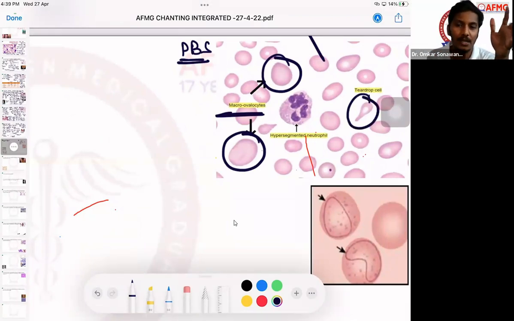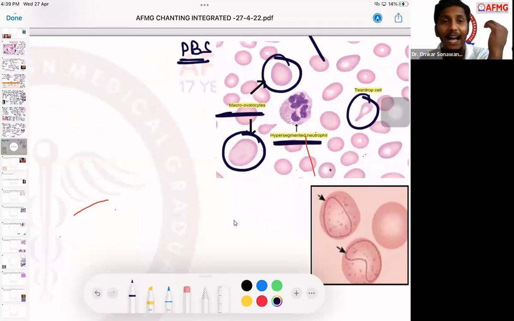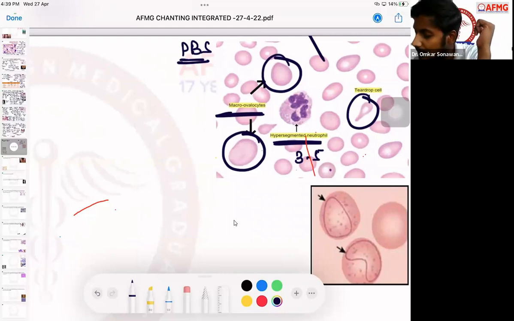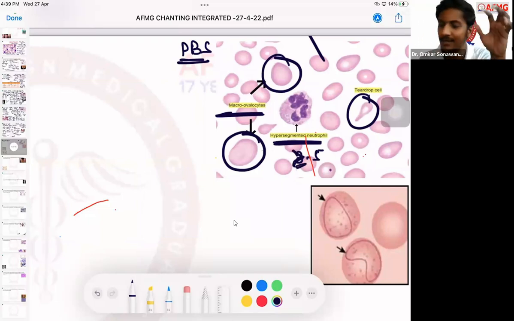As I told you, teardrop cells are seen in thalassemia. They are seen in myelofibrosis. Thalassemia, myelofibrosis, and the third place you need to remember is megaloblastic anemia. They are also a feature of megaloblastic anemia. And lastly, here you can see the neutrophils, but they are hypersegmented. Normal neutrophil nucleus has 3 to 5 lobes, but here the patient's neutrophils have 5 or more lobes, and such neutrophils are called hypersegmented neutrophils. So 3 features on peripheral blood smear: first is macro-ovalocytes, second is teardrop cells, and third is hypersegmented neutrophils.